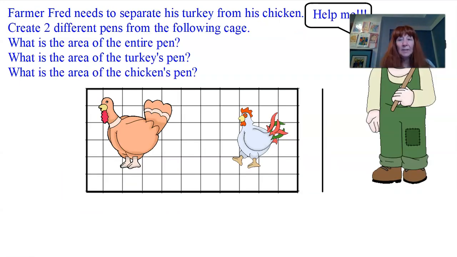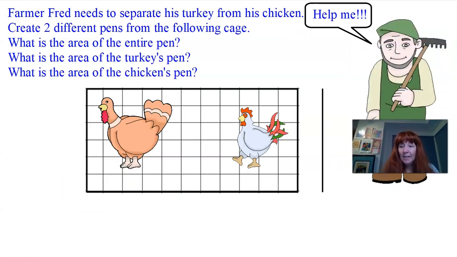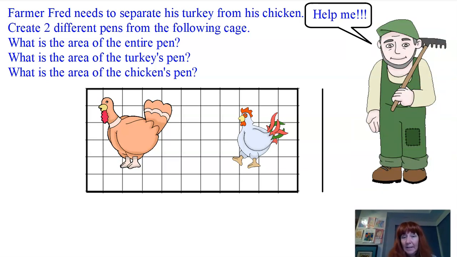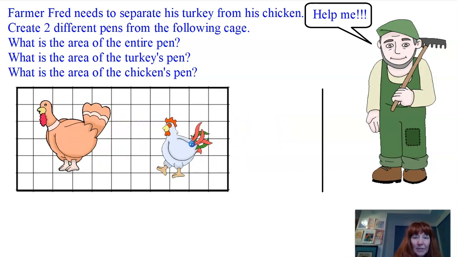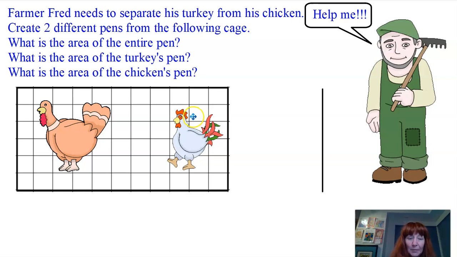Okay, so let's take a look at this. Here's Farmer Fred. He has a pen with a turkey and a chicken, and what he's going to try to do is create separate areas for them. But you can see that it literally is one entire pen. So as we go through this, we want to think about the area of the entire pen, and then the turkey pen and the chicken pen on its own. So let me go ahead and move this over. Obviously, I can put this anywhere I want, but I have to make room for them. So let's do this first. Let's put it there. It's almost equal.